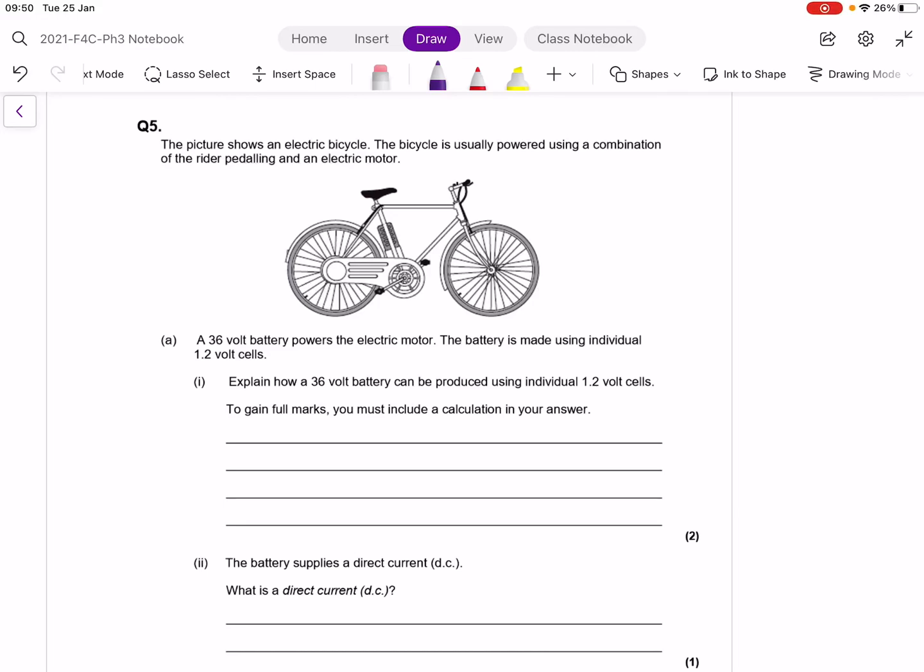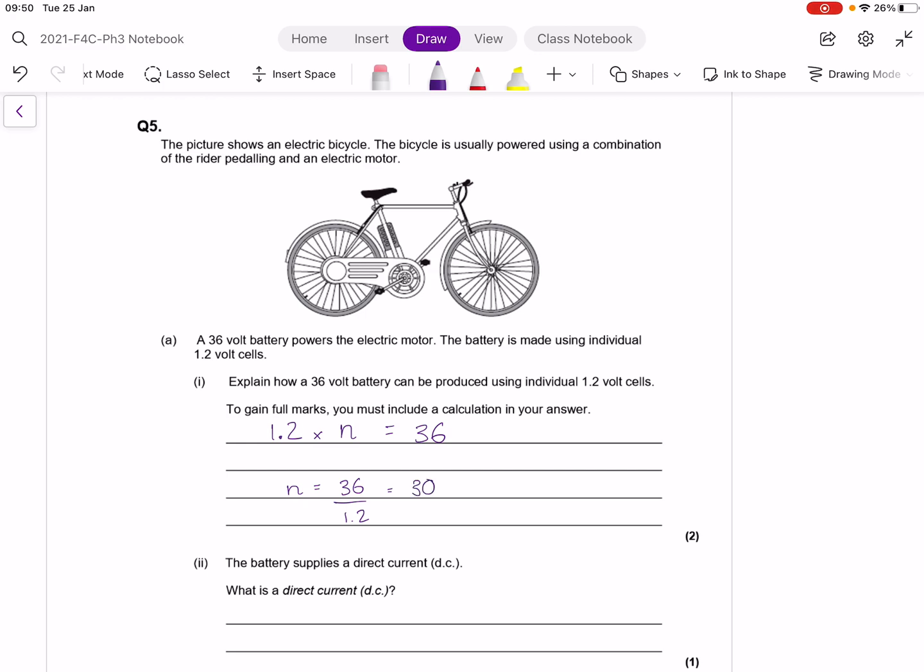Okay, question 5 here. So, a 36-volt battery made using individual cells. Loads of people got this. They realized that, what do I need to multiply? So 1.2 times some number, let's call it n for number, equals 36. So rearrange, make n the subject. So n is 36 over 1.2, which comes out to 30.